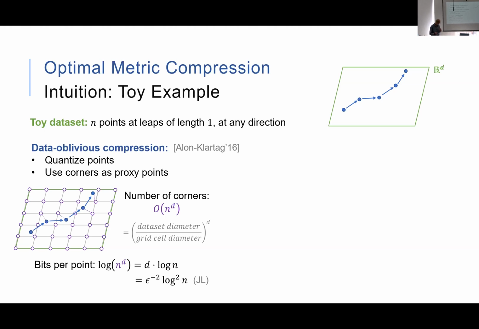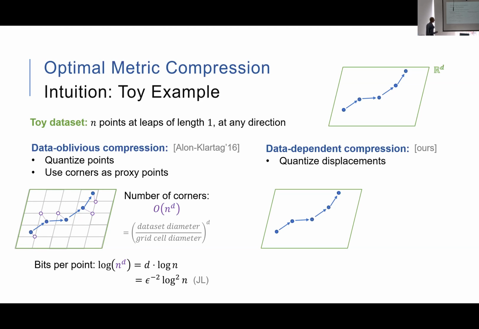In data-dependent compression, in our algorithm, instead of quantizing the points, we are going to quantize the displacements, or the differences between the points, or those arrows. So I'm going to do the same hypercube snapping. I impose hypercubes on these arrows instead of the points, and snap each one of them to a corner of the grid cell, or the hypercube, that contains it. And then I can recover proxies for my points by following inductively those quantized arrows. So I take the first point, let's say it's the origin, it doesn't matter.